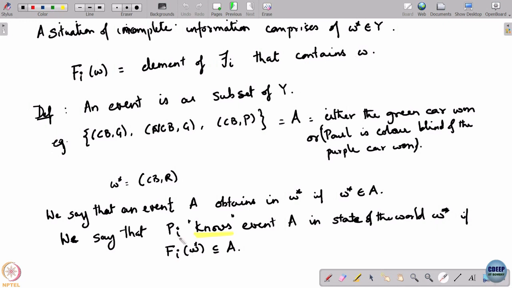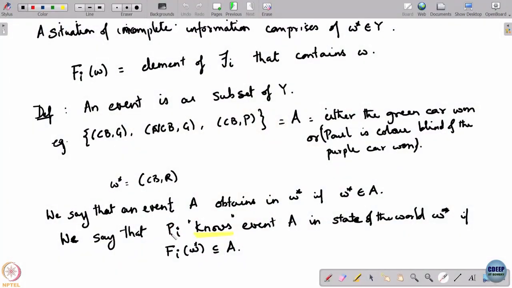So this is where we ended last time. This gives us basically a framework for saying when does player I know an event in a certain state of the world. Okay, so you have a certain state of the world omega star, you have a player who has a certain partition which tells him what he could know, and then you have a certain event to which we are referring. So when does player I know that event in the state of the world omega star? That is answered by looking at this inclusion. So player I knows event A in state of the world omega star if phi i of omega star is a subset of A.